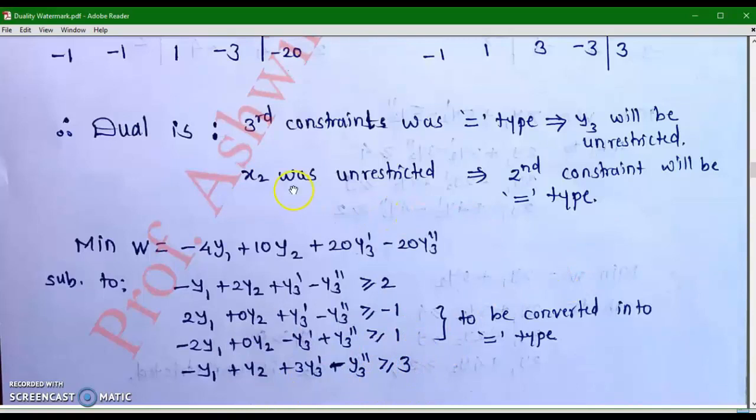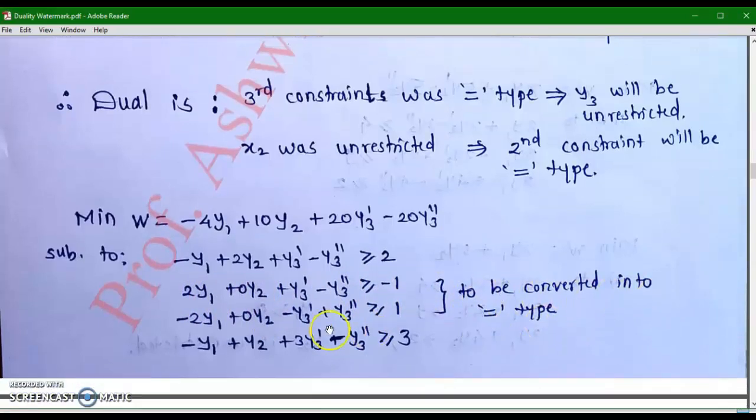Now one more thing to observe here, x2 was unrestricted, that's why our second constraint will be of equality type. If we observe the second and third constraints, they are equal with opposite sign, so we have to merge them, and it will be converted into equality type. Therefore, if we multiply the third row by minus sign, we get all coefficients the same, like a greater than or equal to b and a less than or equal to b type. So both together we can write as a equal to b type.